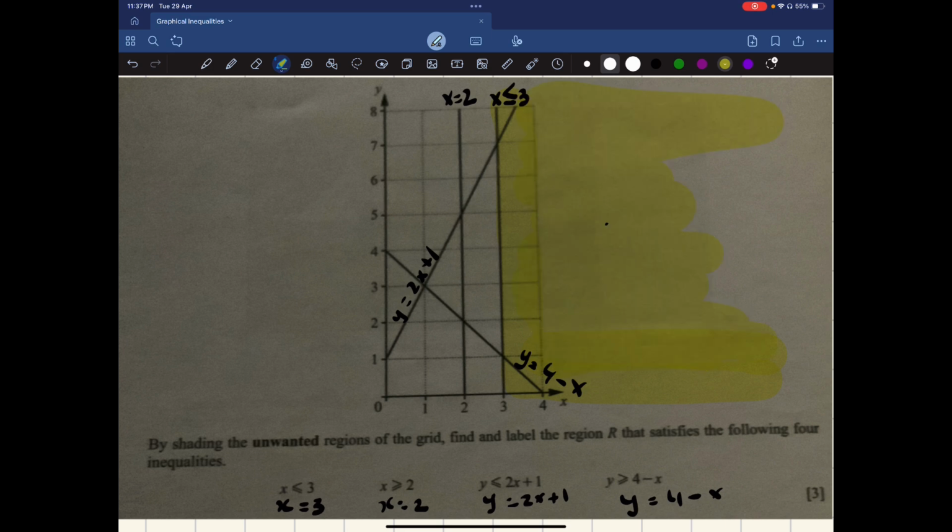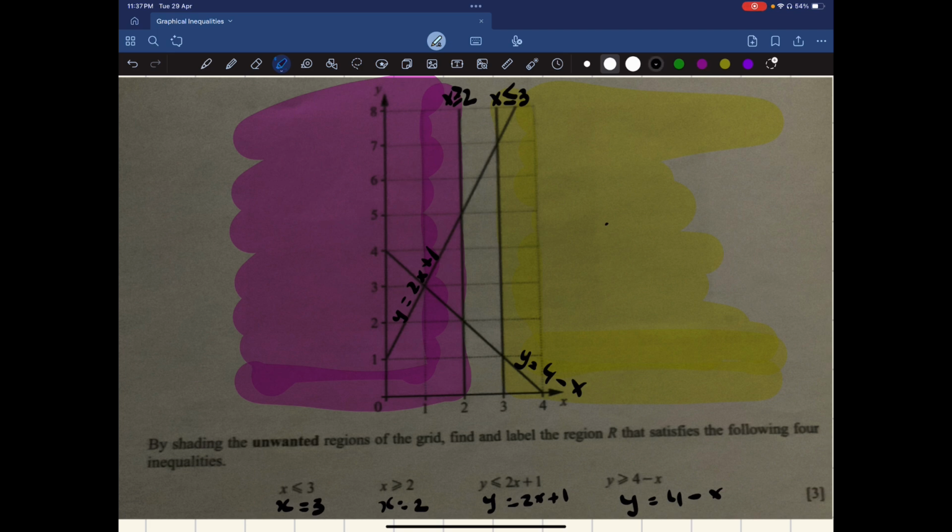Next is x is greater than or equal to 2. Since it's greater than, the required region will be on the right of the line. So the unwanted region is on the left, so we are going to shade the unwanted region, which is on the left of this line. Done.